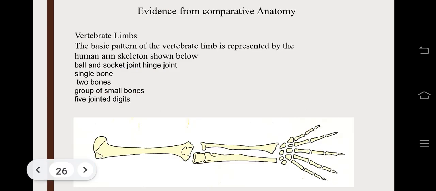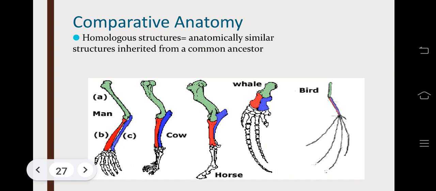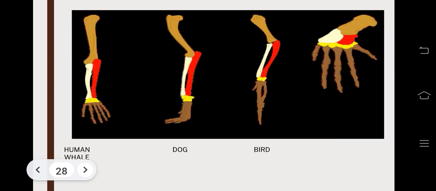Then evidence from comparative anatomy: vertebrate limbs. The basic pattern of the vertebrate limb is represented by the human arm skeleton shown below. Ball and socket joint, hinge joint, single bone, two bones, group of small bones, five jointed digits, etc. can be seen. Then comparative anatomy: homologous structures, anatomically similar structures inherited from a common ancestor. Comparative anatomy: human, whale, dog, bird.